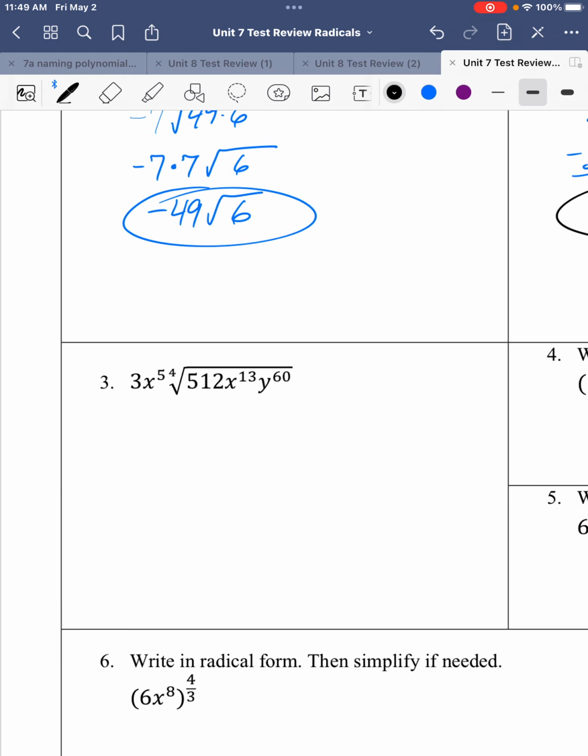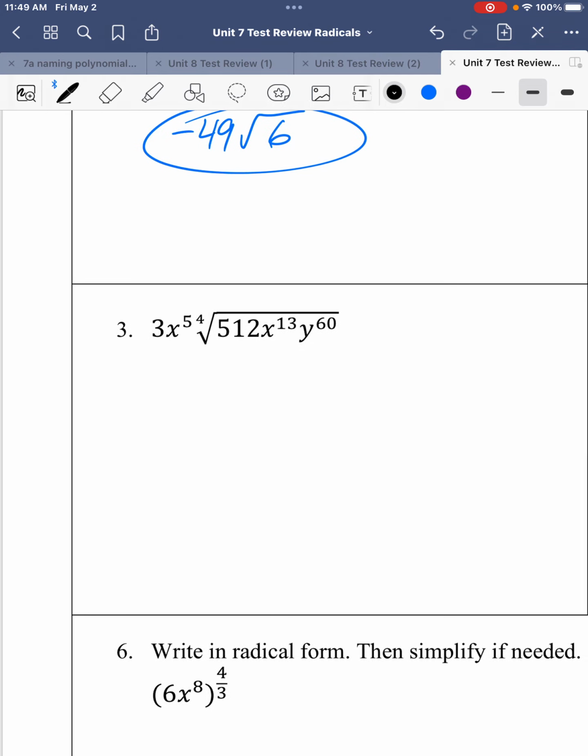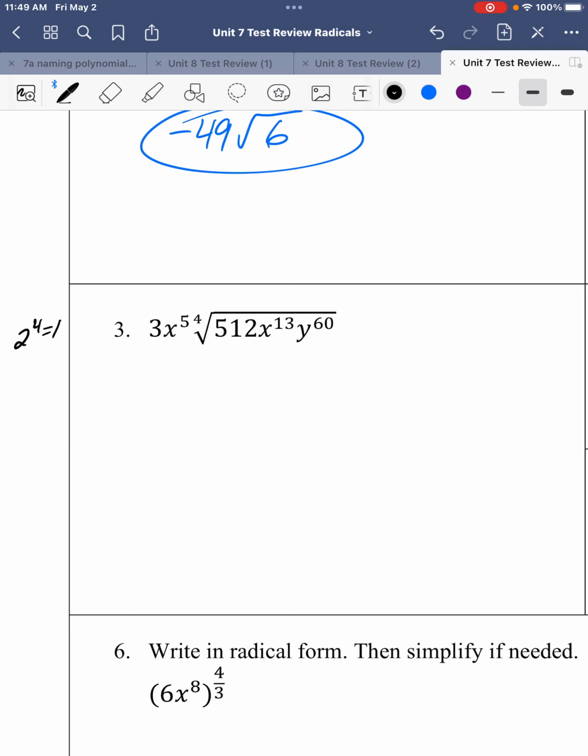All right, number 3. It's a fourth root, so now we have to think perfect fourths. 2 to the 4th, I don't have these memorized, so I'm just going to write them down quick. 3 to the 4th is 81. 4 to the 4th is 256. Now I think, what's the biggest number I can divide out of 512? Well, that's 256. You could do 5 to the 4th, but it's bigger than 512, so I'm not worried about that. So it's 256. I'm going to write 3x to the 5th, fourth root. 256 is the perfect fourth, and that's times 2.